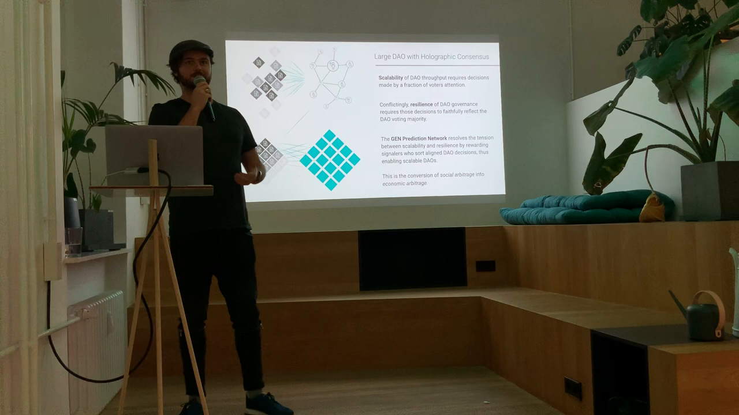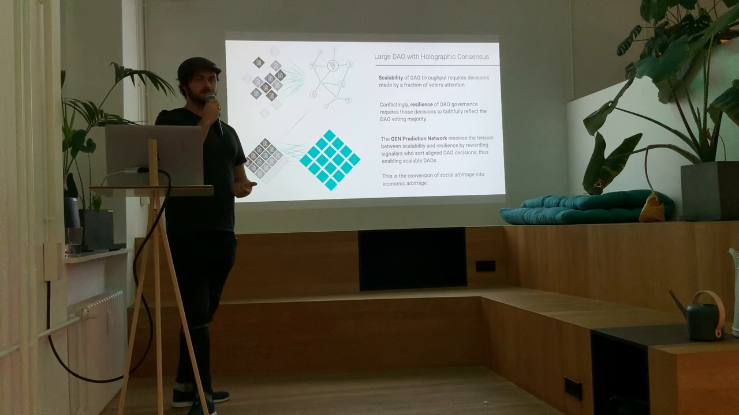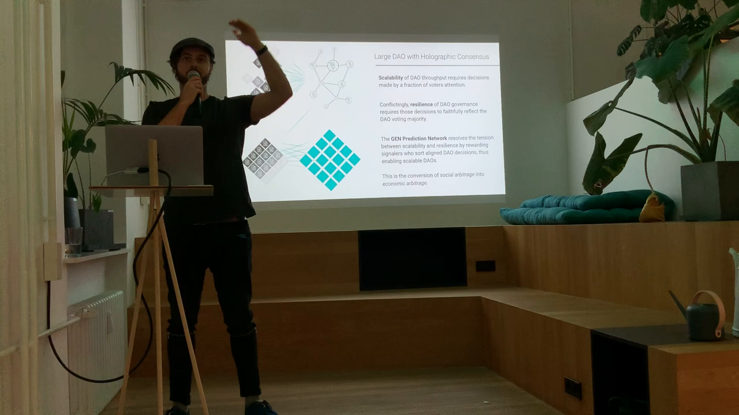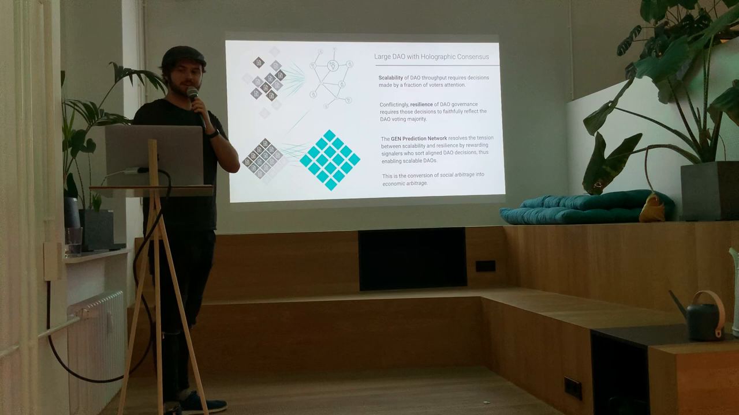And what this prediction market does is it sorts the ideas. So we have a list of 100 ideas. Now the 10 at the top are the 10 that the predictors have sorted to the top, that have the most skin in the game. And we call this the conversion of social arbitrage into economic arbitrage.